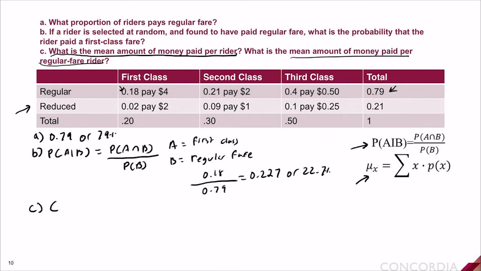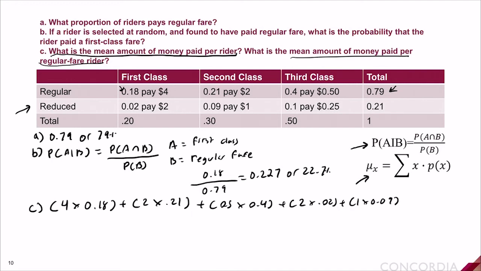And all we must do is take the price for the seat multiplied by the probability, $4 multiplied by 0.18 plus $2 multiplied by 0.21 plus 50 cents multiplied by 0.4 plus $2 multiplied by 0.2 plus $1 multiplied by 0.09 plus 25 cents multiplied by 0.1 to give us a mean answer of 1.495.